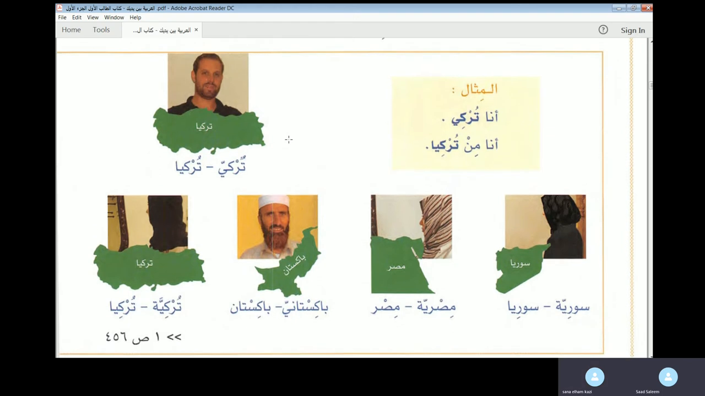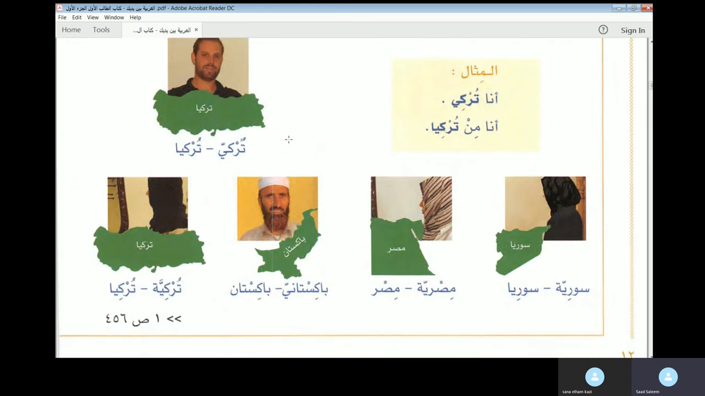Ana Hindi. No, Hindi is for an Indian man. Ana Hindiya, okay. Ana minal Hind. Okay, Mr. Mujaddid. Ana Amriki. Ana min Amrika. Do you have American nationality? Yes. And if we don't have American nationality, then we will say Ana min America.